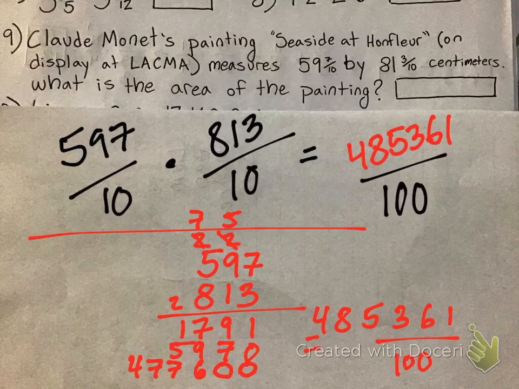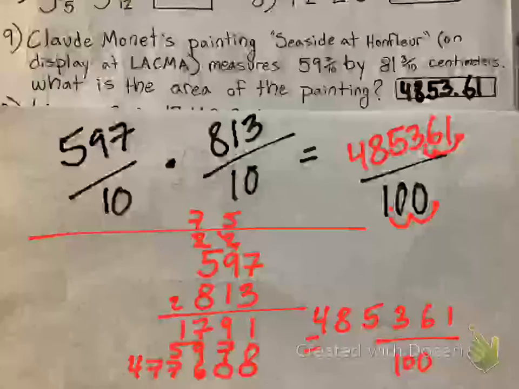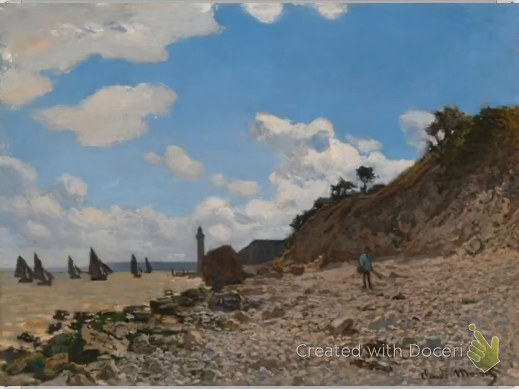Who remembers my trick to solve this problem easier than dividing by 100? Trey. Yes, Trey, we put the decimal at the end. And we want to get it over 1, because anything over 1 is our answer. We move it over twice. What we do to the bottom, we do to the top. We move it over twice, and we get as our answer 4853.61.